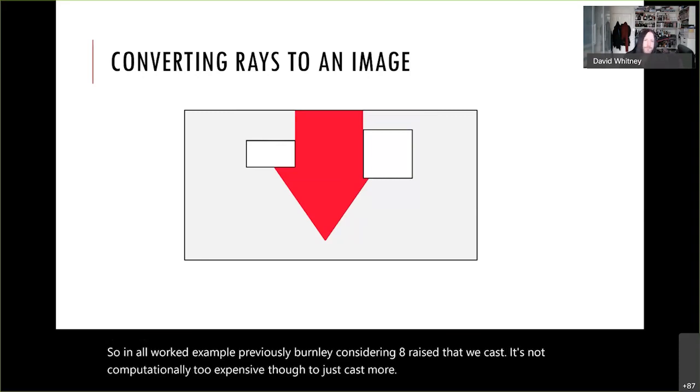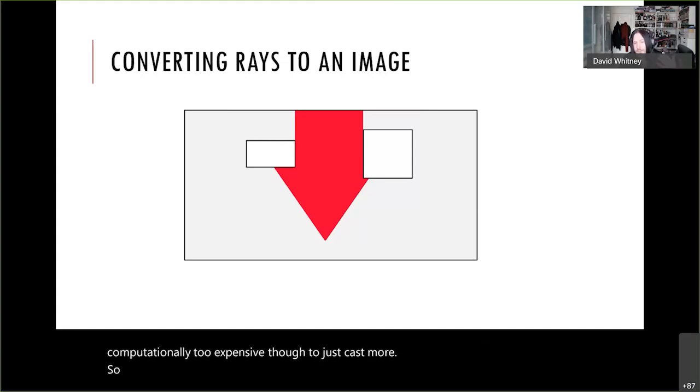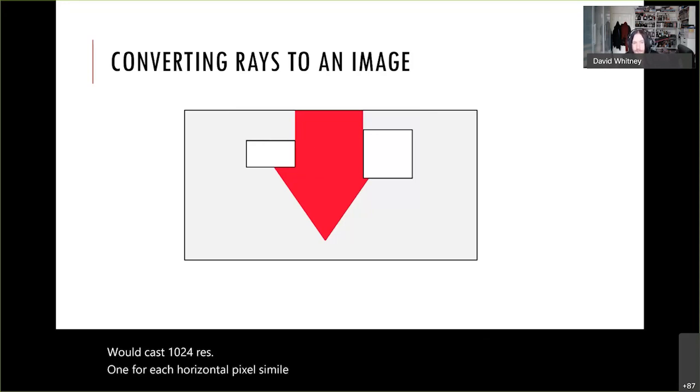So for a target resolution of 1024 by 768, we'd cast 1024 rays, 1 for each horizontal pixel. Similarly, for a resolution of 1920 by 1080, a full HD image, we cast 1,920 rays.